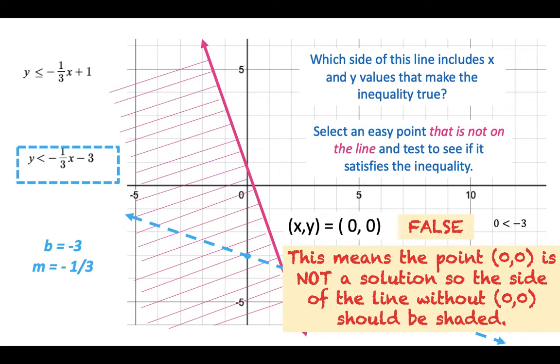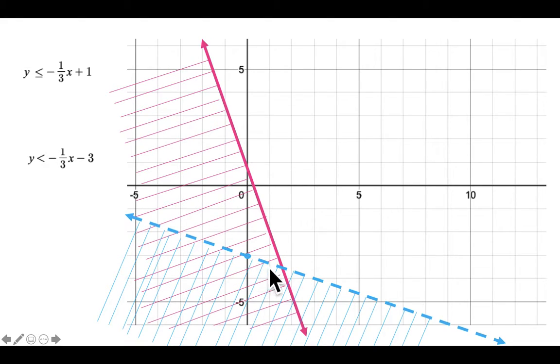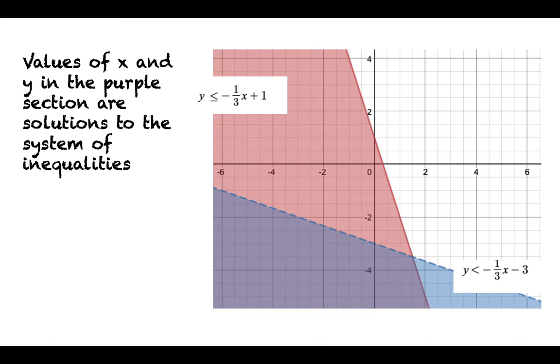Since it does not satisfy the inequality, this point is not on the correct side of the line, so I need to shade the other side. So this is what this should look like. I've shaded the side that does not include the point 0, 0, since I ruled it out with my point test. So this is a little bit cleaner version of this graph.